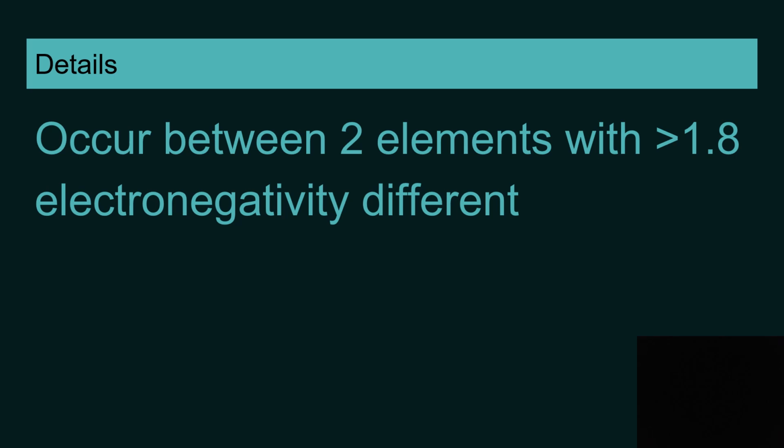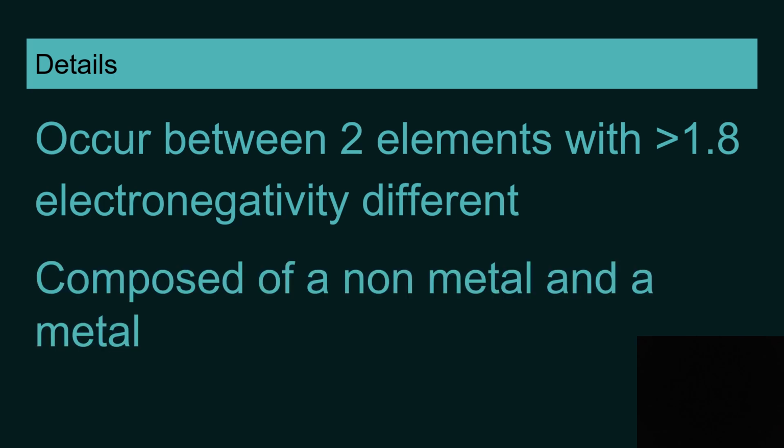They occur between two elements with an electronegativity difference larger than 1.8, and they are composed of a metal and a non-metal ion.